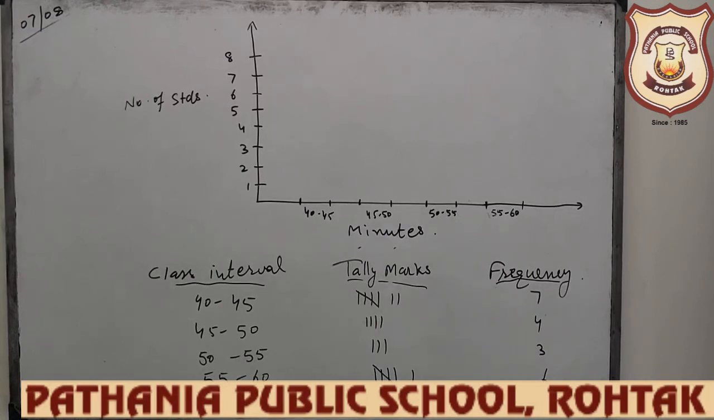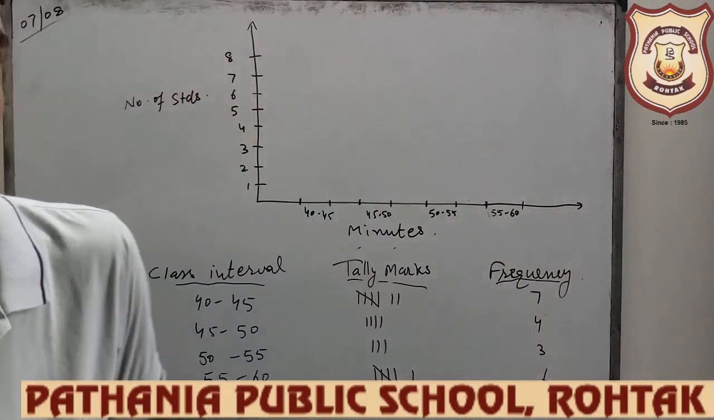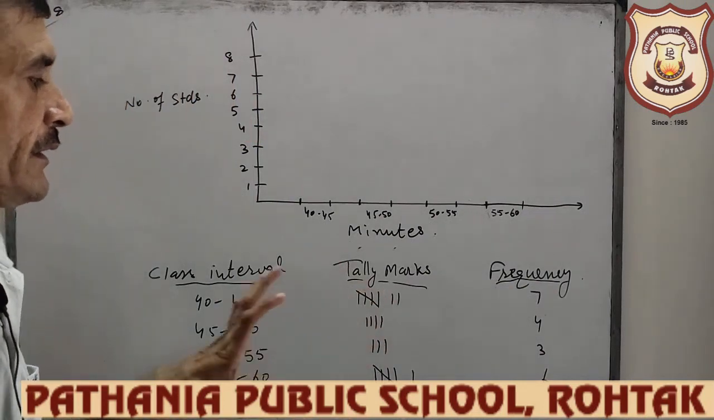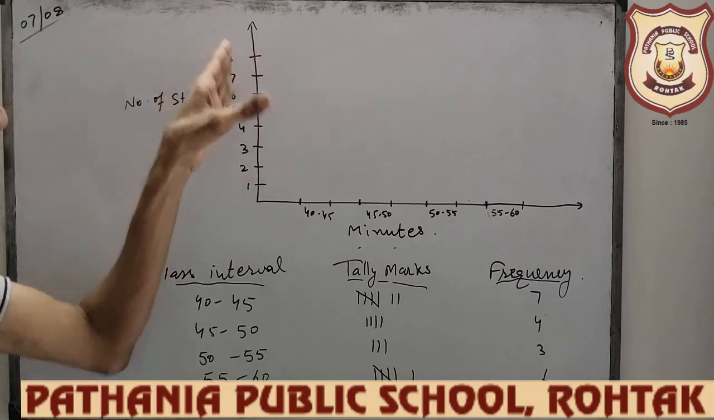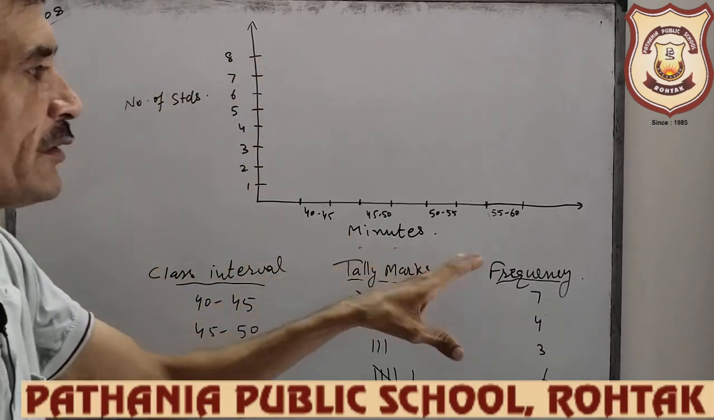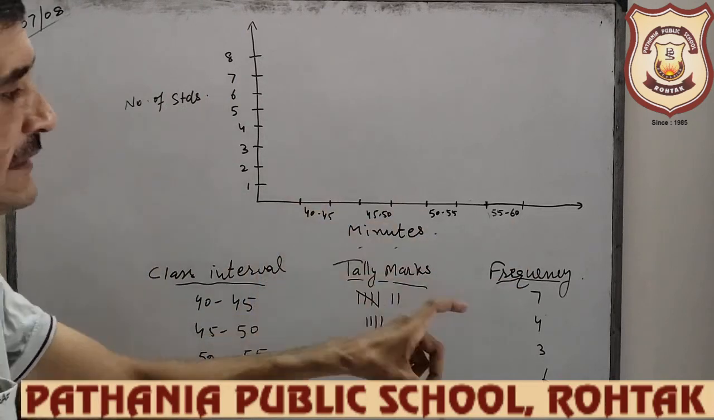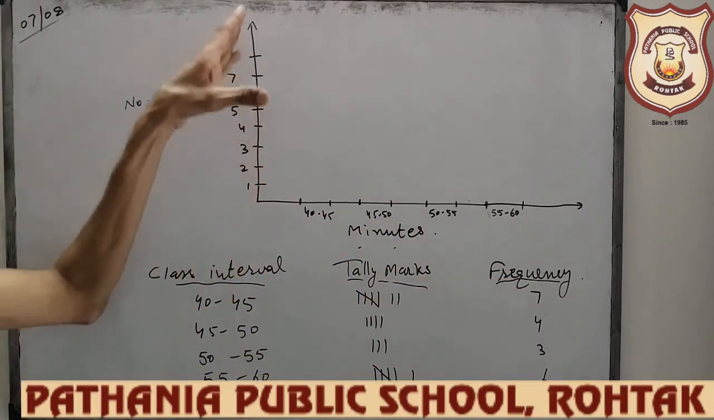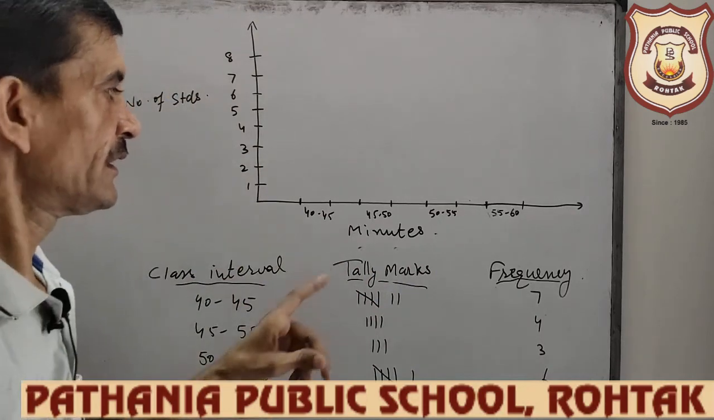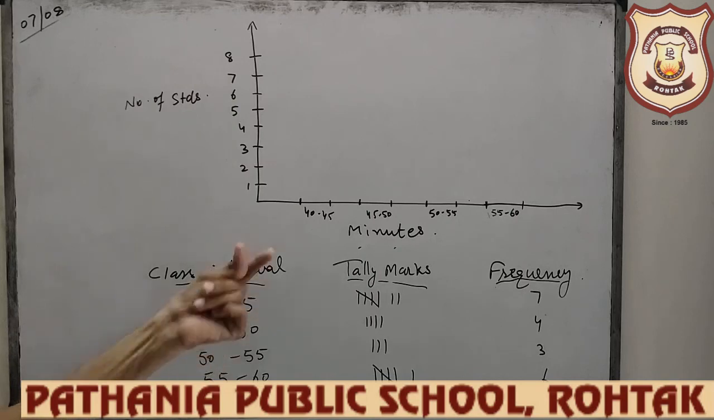Now what you have to do? Now you have to draw the graph, I mean the bar graph of this. Take the number of students on the y-axis, and minutes on the x-axis. Always these intervals should be on the x-axis and the frequency should be on the y-axis, I mean this vertical line. So minutes you should take 40 to 45.